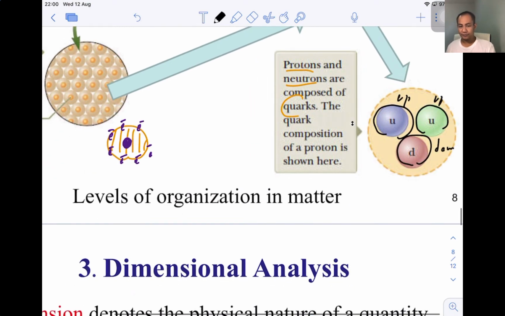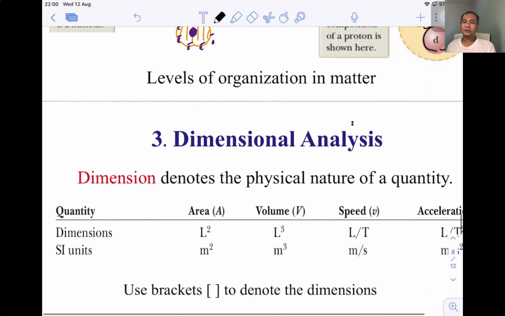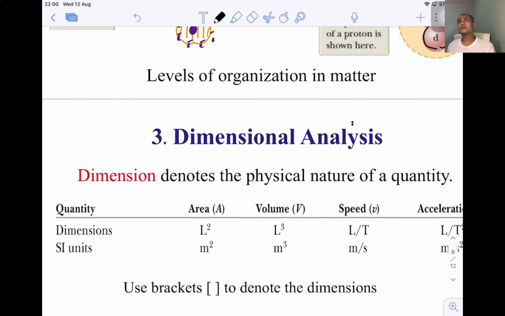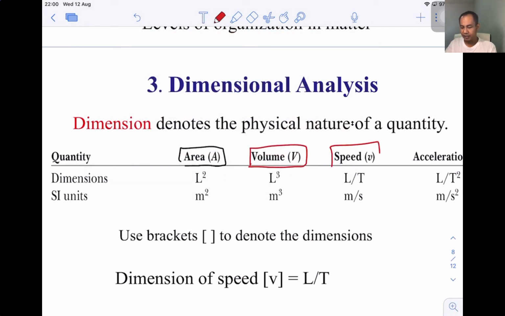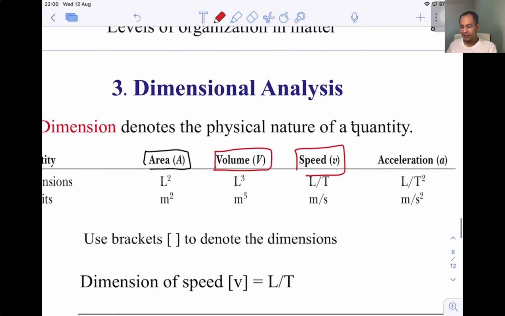Okay, so next, in physics we do not have only fundamental quantities, we also have relative quantities. For example, we have area or volume, right? Area, volume, speed, or acceleration.